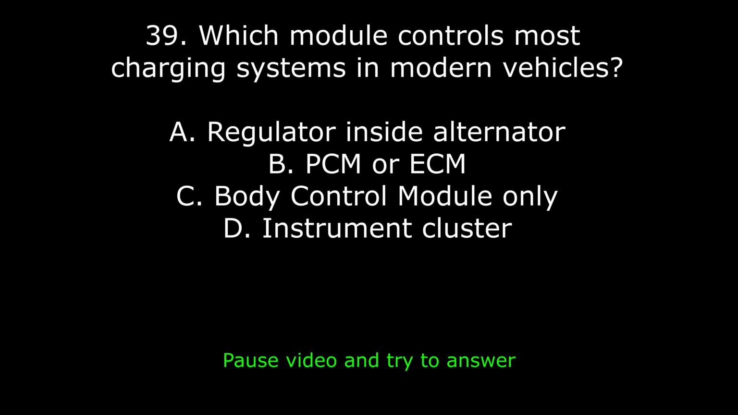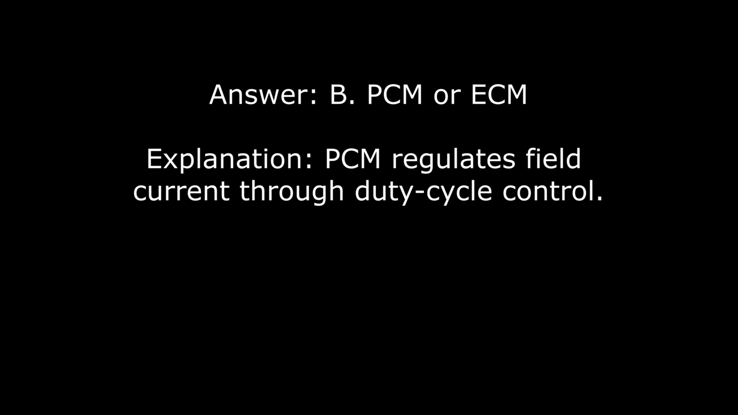39. Which module controls most charging systems in modern vehicles? A. Regulator inside alternator. B. PCM or ECM. C. Body control module only. D. Instrument cluster. Answer B. PCM or ECM. Explanation: PCM regulates field current through duty cycle control.